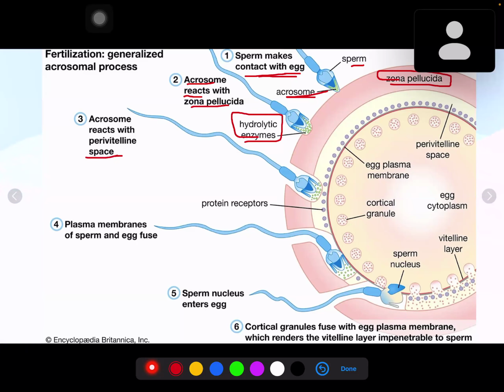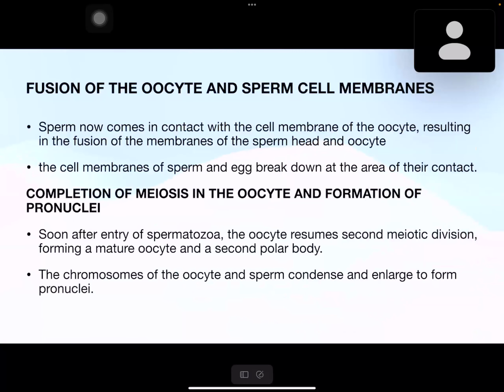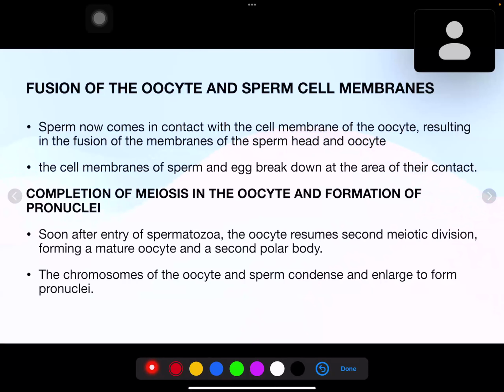The acrosome reacts with the perivitelline space, then the sperm enters. See, these are the protein receptors. Then what happens? The plasma membranes of the sperm and egg fuse, which will be discussed later. Now, the next step is the fusion of the oocyte and sperm cell membranes. When the sperm attaches to the zona pellucida, after that both the cell membranes will fuse.